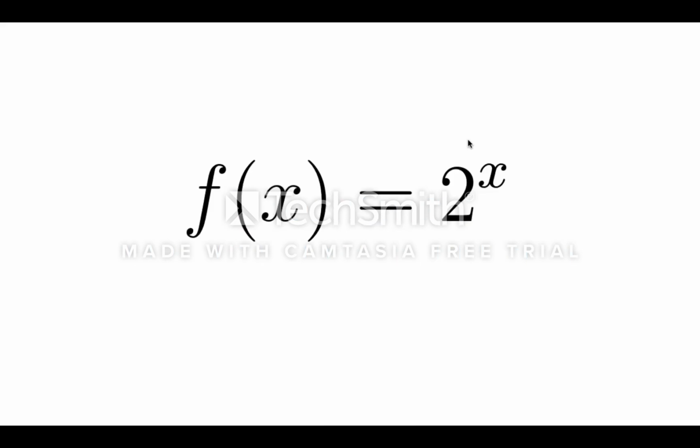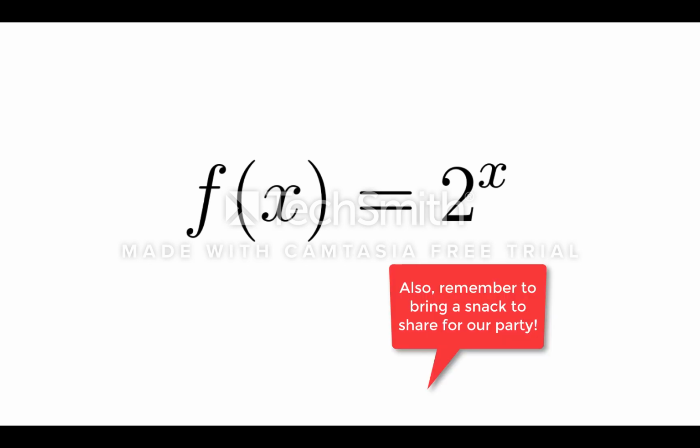Now I want you to consider the function f of x equals 2 to the x. This is an exponential function. Using the three methods that we talked about, what is the inverse of 2 to the x? Find it graphically, find it with some points, and think about it with algebra. Next class, we're going to talk about how to use algebra to solve a question like this.